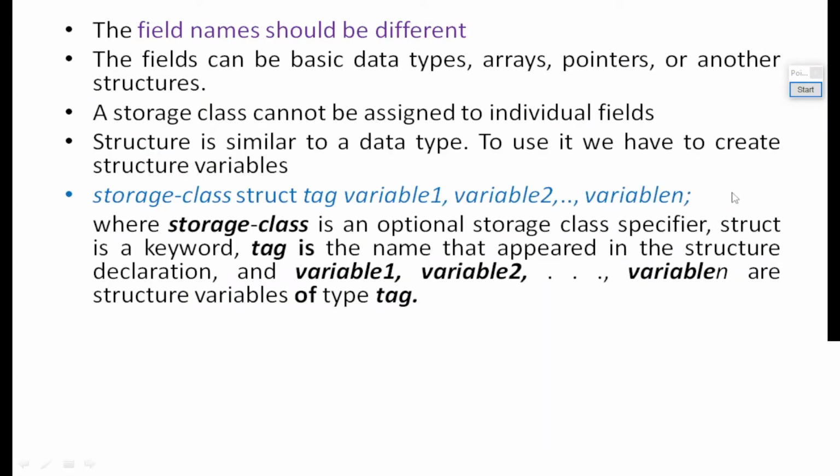For that you have to follow this syntax. Storage class, struct as it is. If you want, you can avoid the storage class. It can be auto, extern, etc. Let us try to avoid this one for the time being. Then struct, the reserved word, then the tag, which is the structure name which you have already defined, and then the variables. So if you have created a structure, say student, you can create multiple students, say s1, s2, s3, etc.